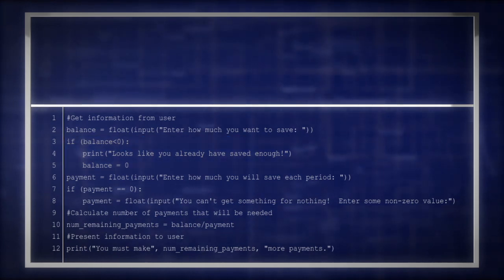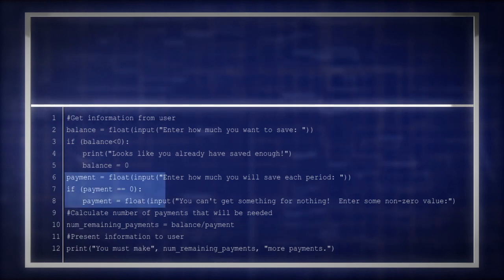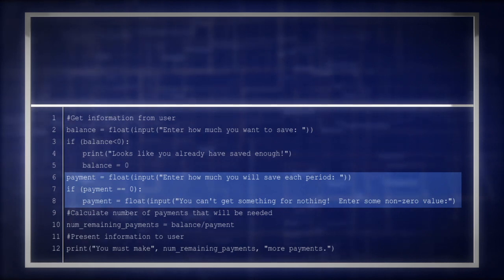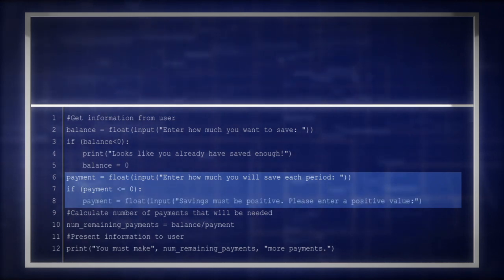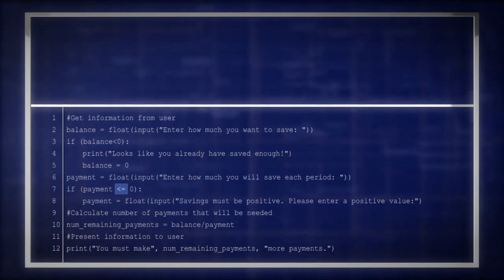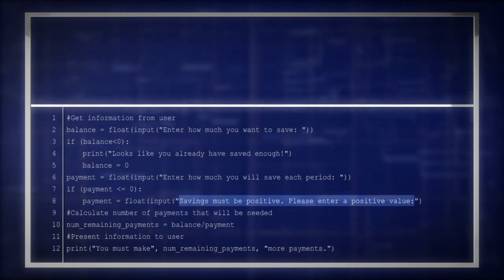Okay, how about handling negative payments? We've already got a check, so let's just modify the check we had previously to also handle negative cases. We need to adjust the condition, so we're excluding payments less than or equal to 0. And we need to adjust the message to say that they need a positive number.